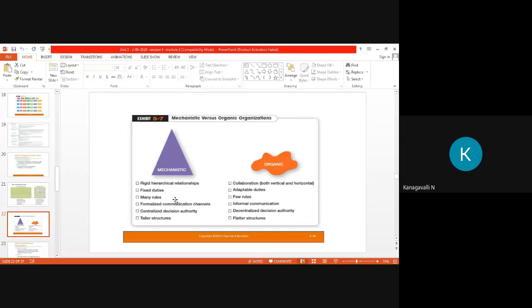Here the structure is the tallest one, right? The organic is a flattest representation. See the diagram, which we can see clearly by using this diagram. So here it is called a flatter structure.